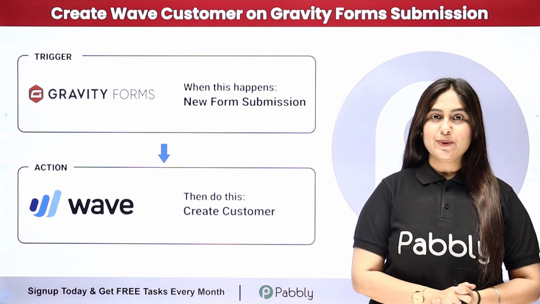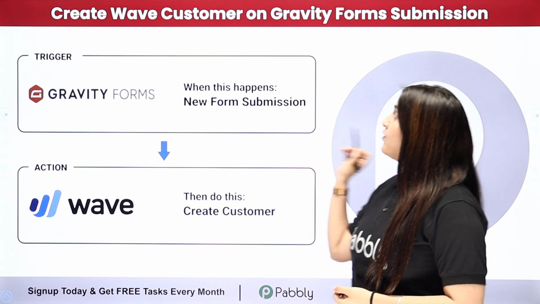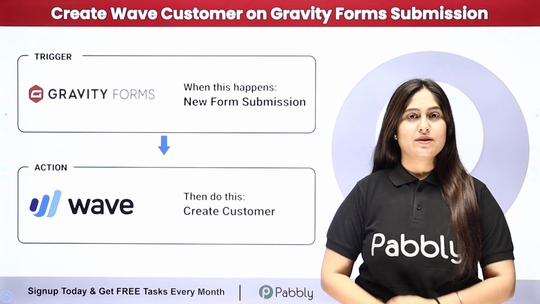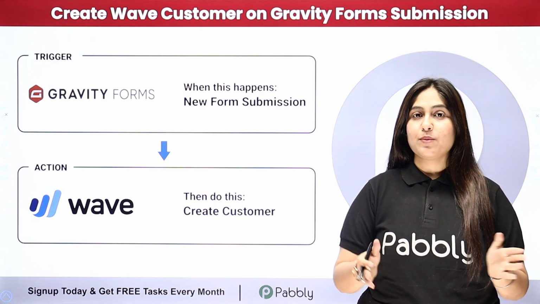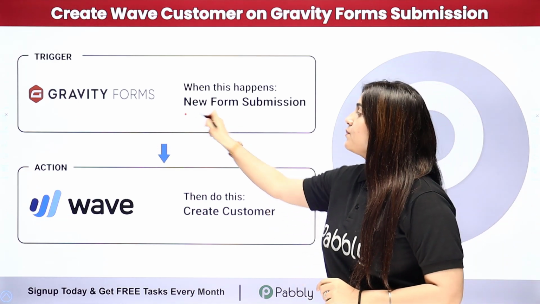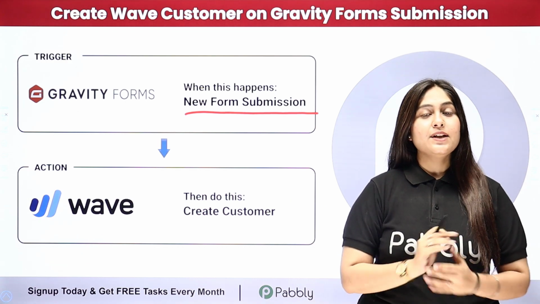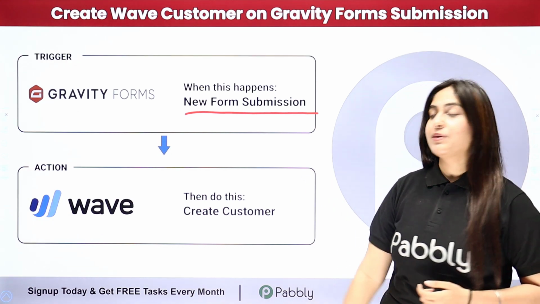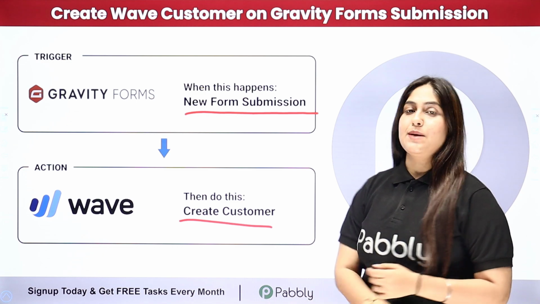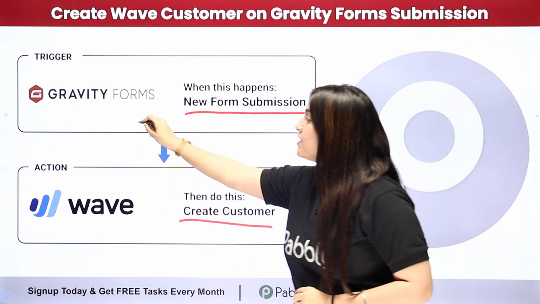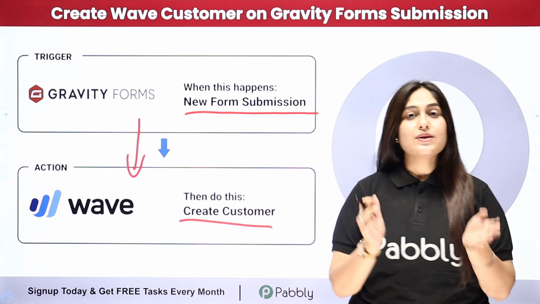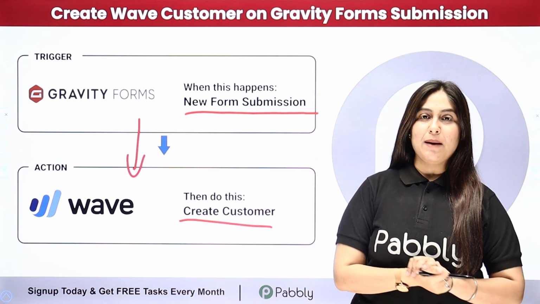In this video we are going to understand how to create a Wave customer on Gravity Forms submission. So here I have created a customer inquiry form using Gravity Forms, and my objective is that whenever I receive a new form submission, then automatically using the details a new customer should be created in my Wave account. To automate the entire process, I need to connect my Gravity Forms with my Wave account using an automation software named Pabbly Connect.